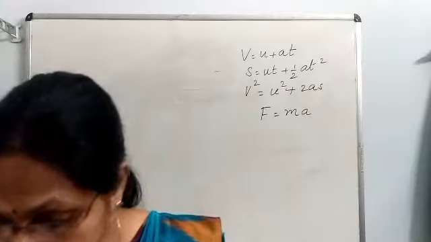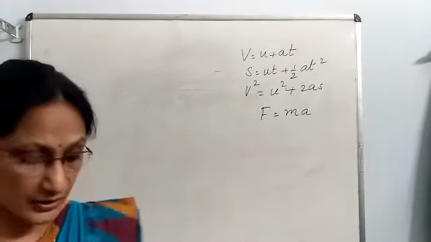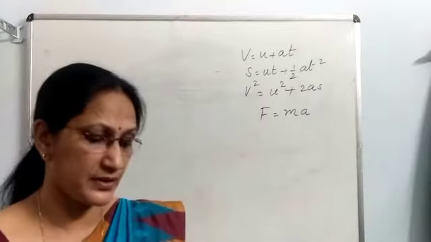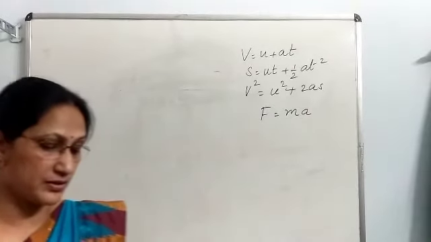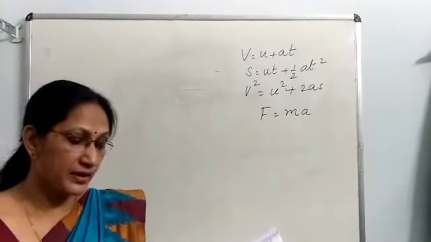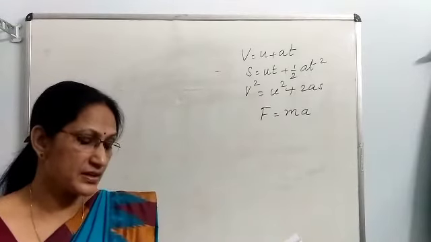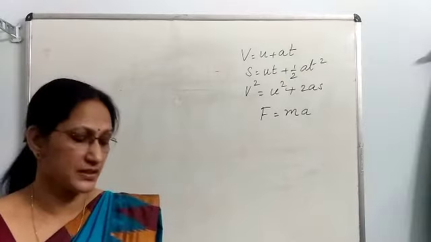Same page, you can see another numerical just below that. A body is thrown upward with an initial velocity of 14 meter per second. Calculate the maximum height covered by the body. G is given as 9.8 meter per second square.